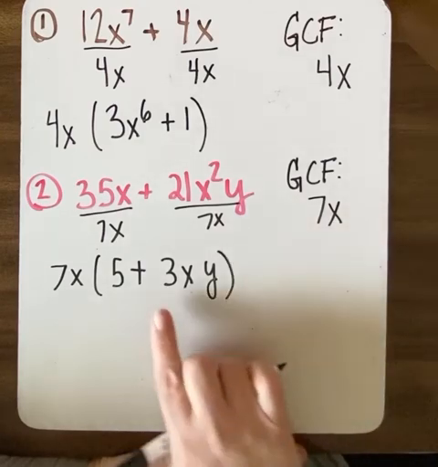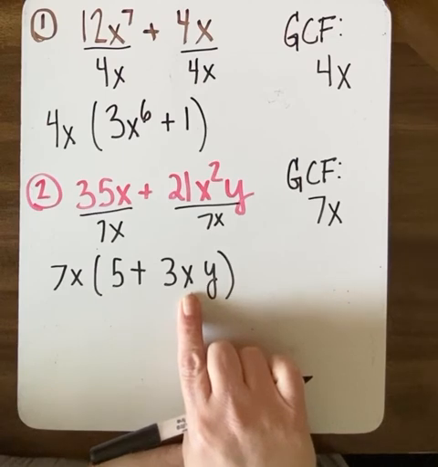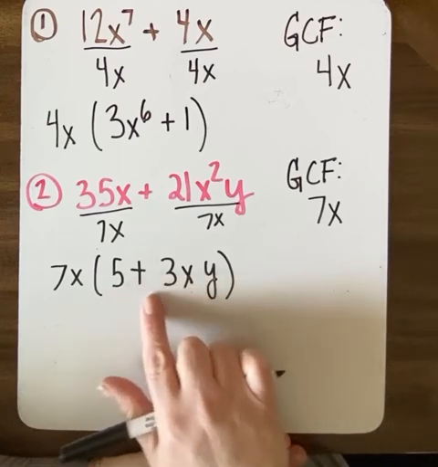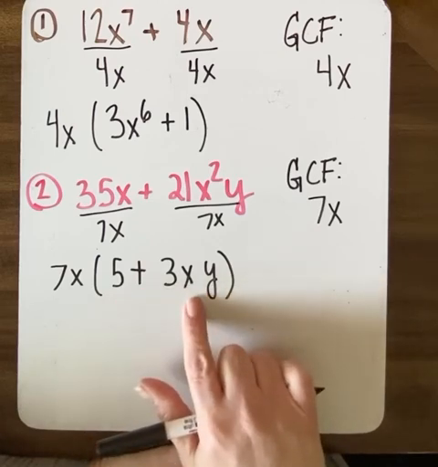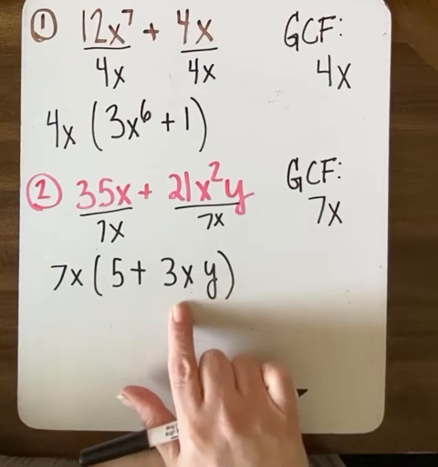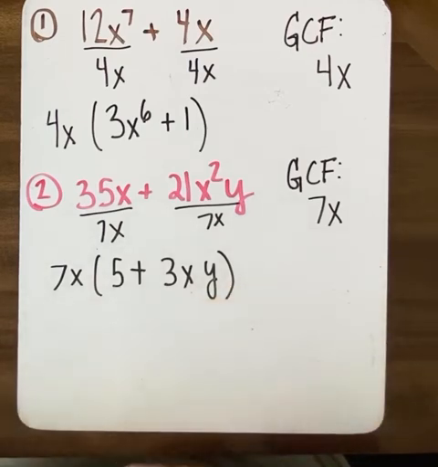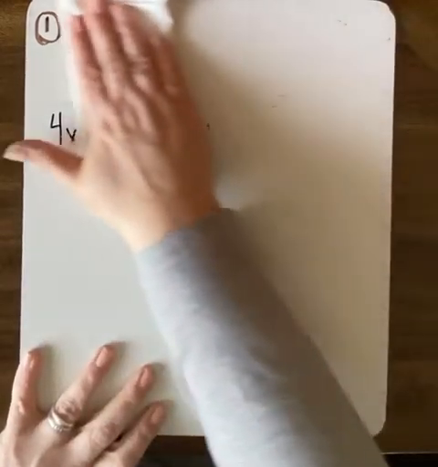The last thing I should do is check to see, can this factor any further, meeting any of our factoring patterns? And since this is a binomial, the only other pattern we have is a difference of 2 perfect squares. This does not meet that pattern, and so therefore we are finished. This is our answer. So both problems 1 and 2 had to deal with problems that were only factorable by having a greatest common factor.